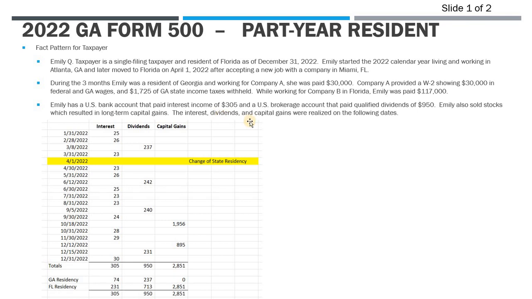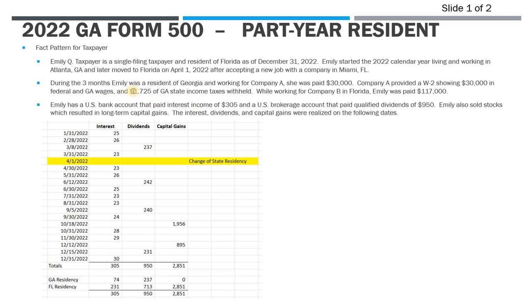So if we start with the fact pattern here, and then we'll get into the filings themselves. So our taxpayer here, Emily Q. Taxpayer, she's a single filing taxpayer and resident of Florida as of the end of the year. She started the year living and working in Atlanta and then moved to Florida on April 1st, 2022 after accepting a new job in Florida. All right, so she's leaving the Atlanta-based one and then taking a new job in Florida.